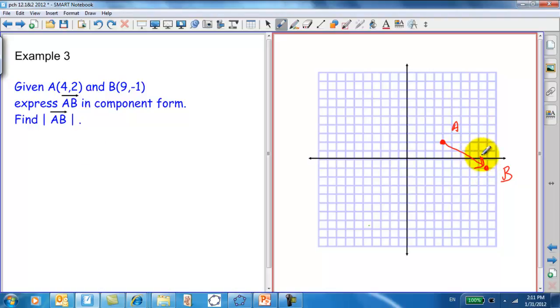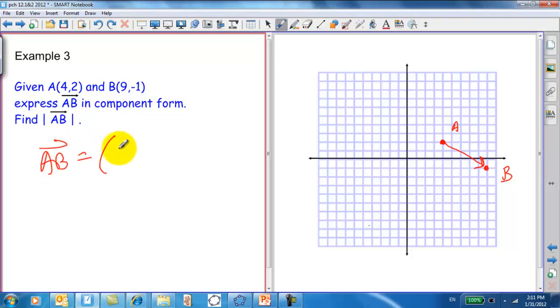Express AB as this vector in component form. So for AB, we're going to do the change in x's, I have to look at the x coordinates, 9 minus 4, and the change in y is negative 1 minus 2.